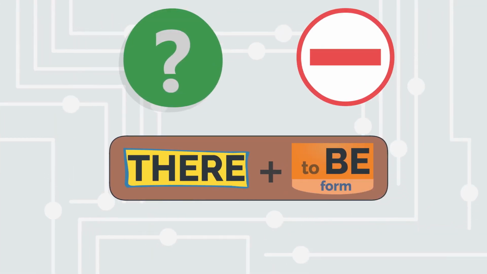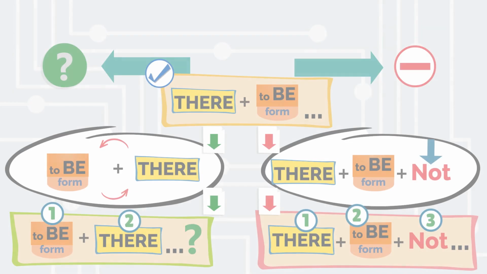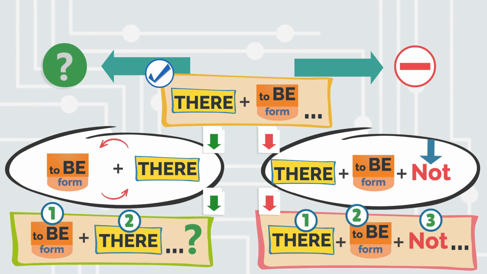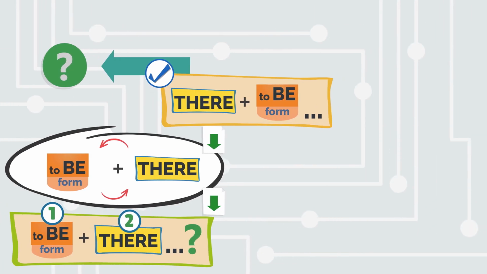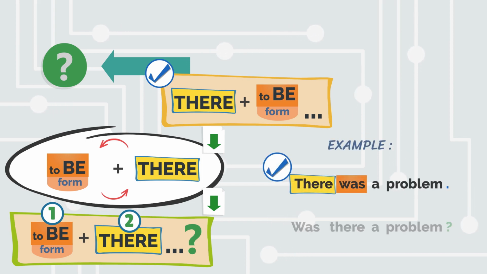Questions and negatives. As you know, there is a special order of questions and negatives with the verb to be. The same order of questions and negatives is used with the form there plus to be. If the verb to be follows there, for the question, we just move the verb to be before there. Example. There was a problem. Was there a problem?